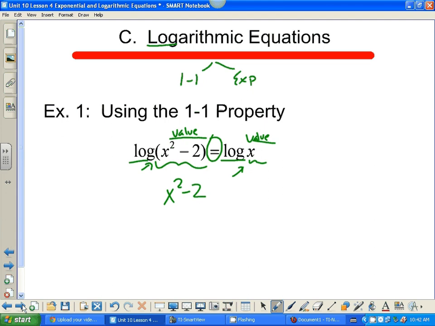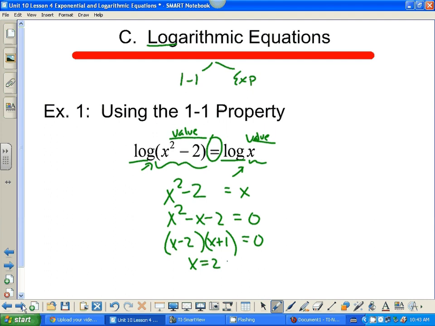So I need to find a value of x that when I square it and subtract 2 is equal to x. That value will cause them to be the same. So I have x squared minus x minus 2 equals 0. I'm going to solve this quadratic by factoring. So I'm left with x equals 2 and x equals negative 1. This is where you need to be careful, again, of extraneous solutions.